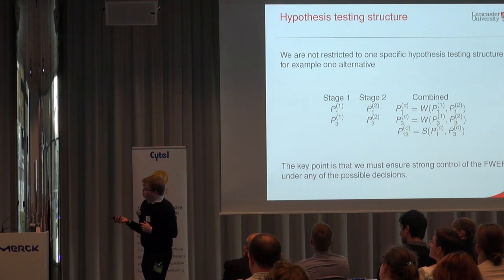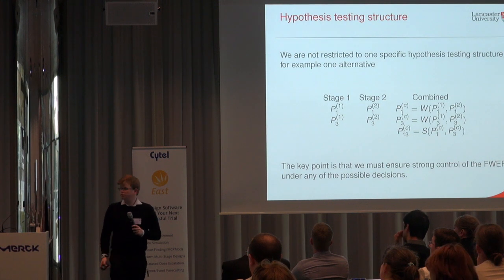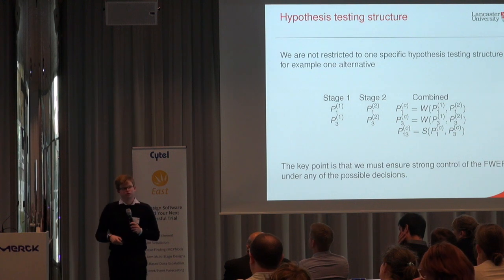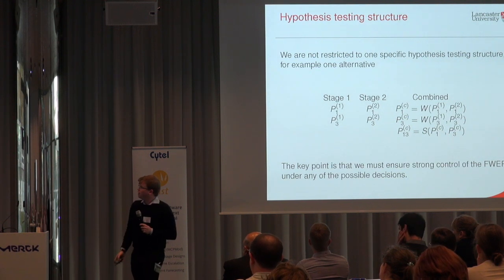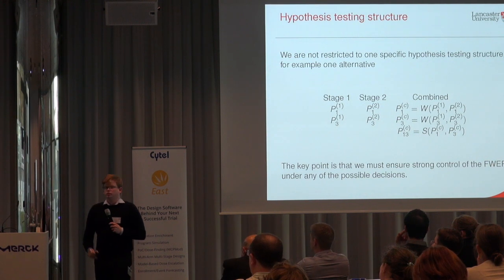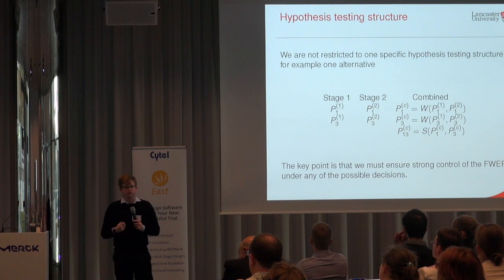Likewise, as I mentioned, the hypothesis testing structure, we don't need to follow this particular hypothesis testing structure. A really easy example is that we swap the ordering of when we apply the weighted inverse normal and when we apply Simes' method. But the key point, as I said before, is that we must just ensure strong control under any possible decision that we want to look at during the interim analysis.